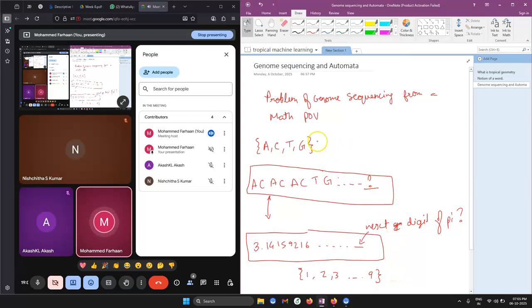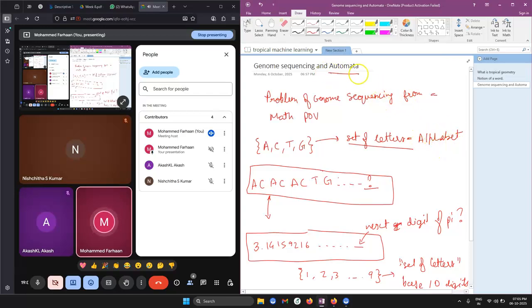So in both of these cases, I'm given a set of letters. In this case, we call it the base 10 digits, and this doesn't really have a significant name. This is just a set of letters for our purposes, also known as an alphabet, as far as automata theory is concerned.